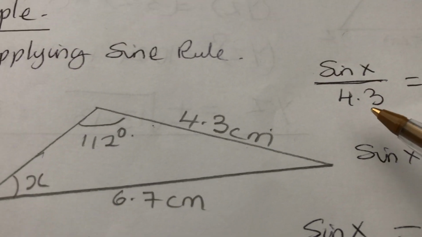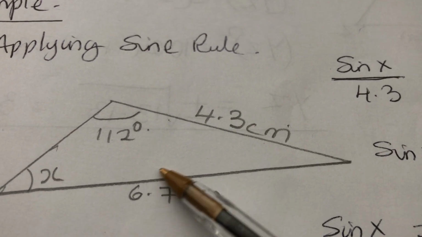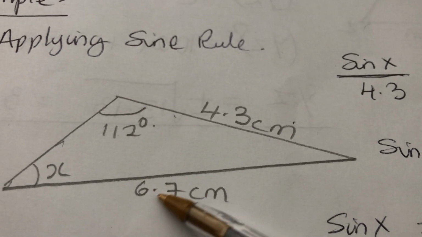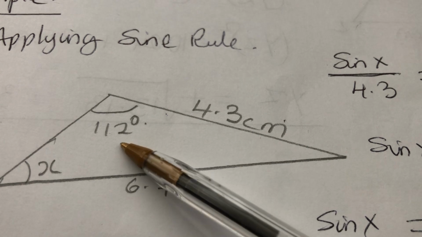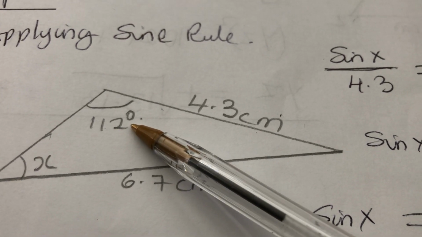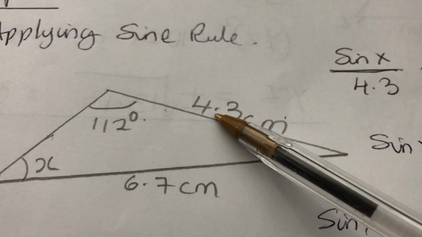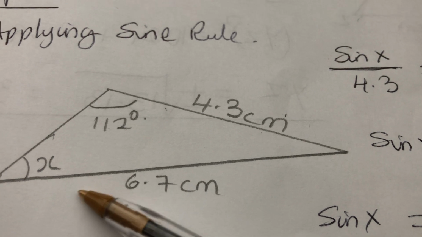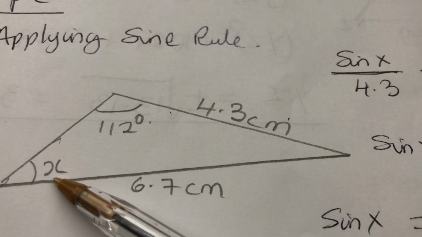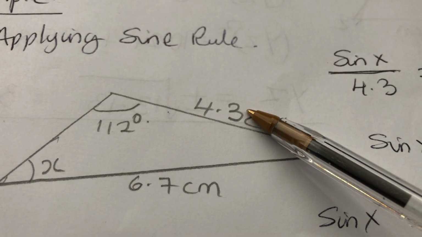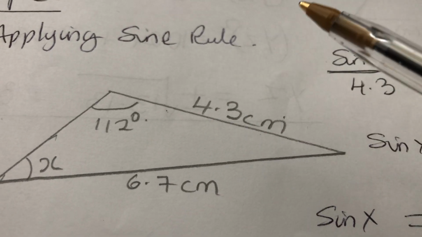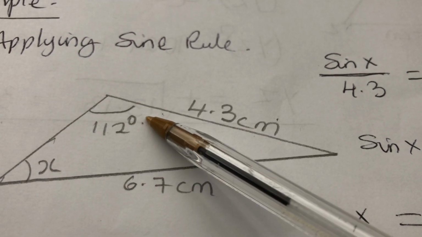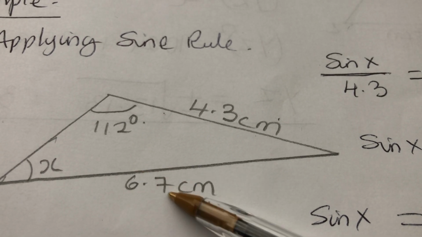So applying sine rule, as I just told you, 6.7 and then you use the angle opposite. So 6.7 divided by sine 112 should be equal to 4.3 divided by sine x. Or you can do sine x divided by 4.3 should be equal to, because we are finding x, sine 112 divided by 6.7.